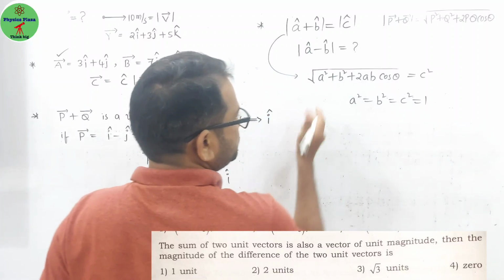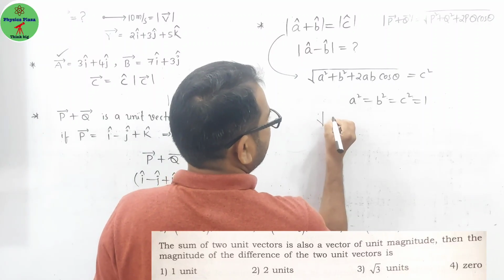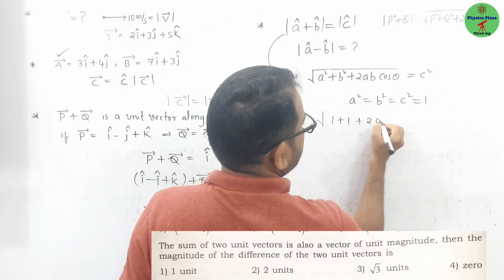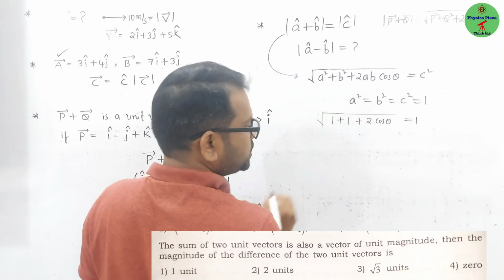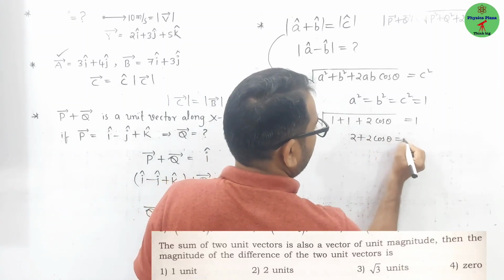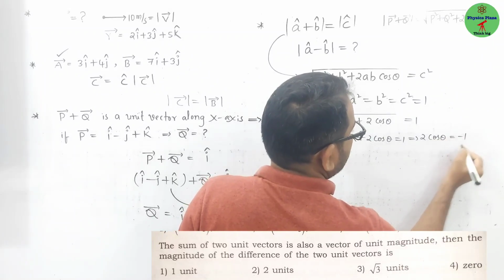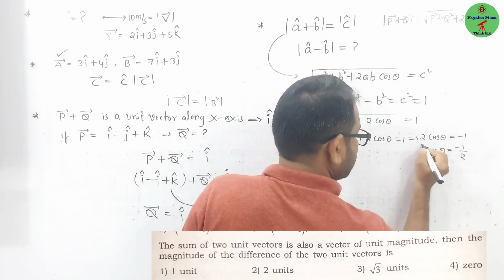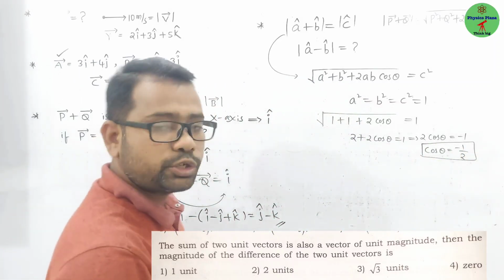Okay, fine. Let us substitute here. 1 square is 1, plus 1, plus 2 into 1 into 1, so 2 cos theta is equal to 1. Now square on both sides. This will be 2 plus 2 cos theta is equal to 1, and here 2 cos theta is equal to minus 1, and cos theta is equal to, children, minus 1 by 2. Just keep this aside. So we got cos theta is equal to minus 1 by 2.